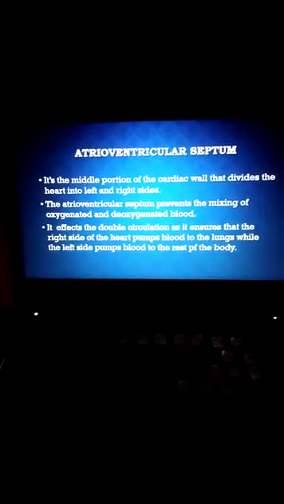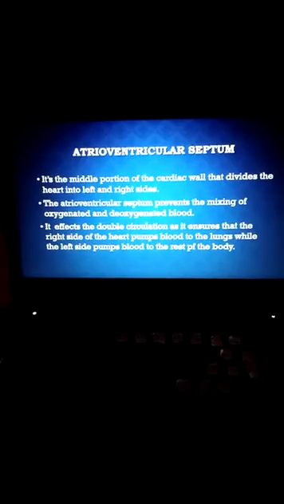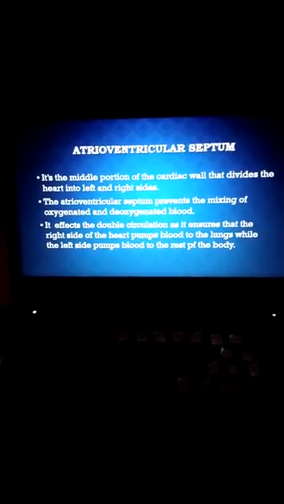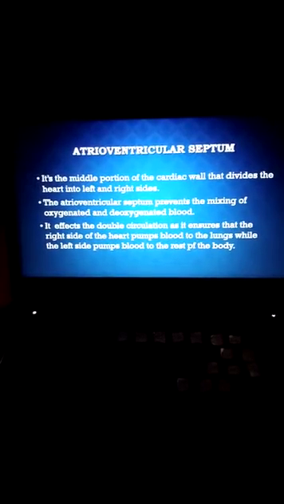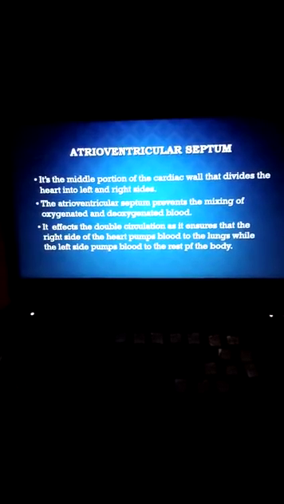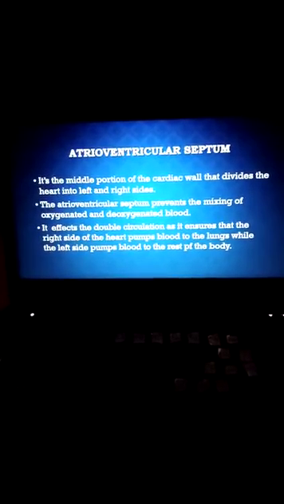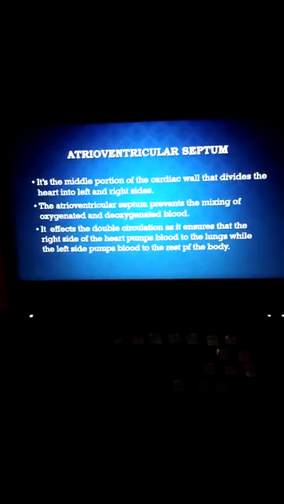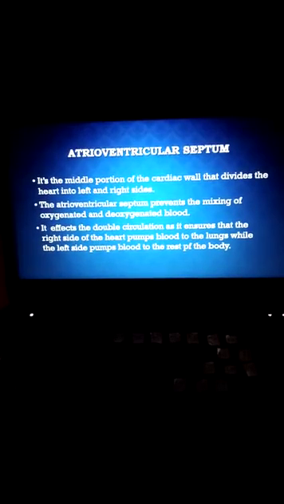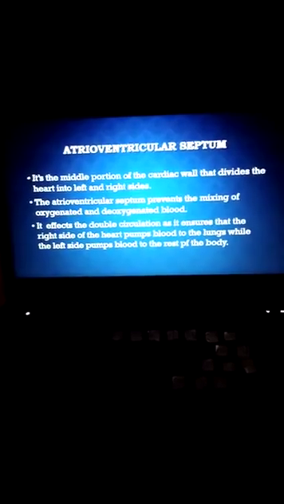Because we know very well that oxygen is needed for respiration, and without enough oxygen, what would happen? The cells would not function. It affects the double circulation as it ensures that the right side of the heart pumps blood to the lungs, while the left side pumps blood to the rest of the body. So that one is what makes it possible for us to have a double circulation.